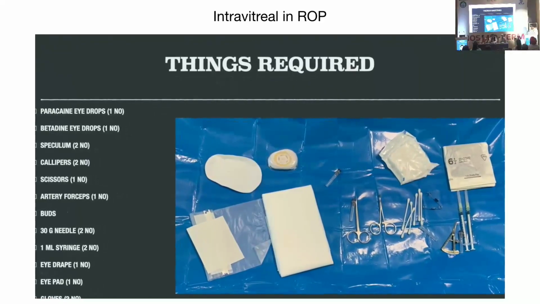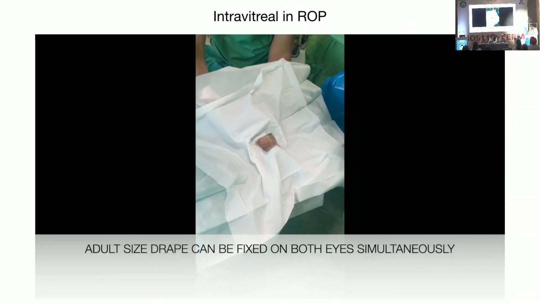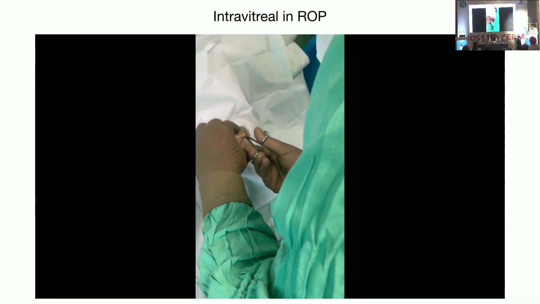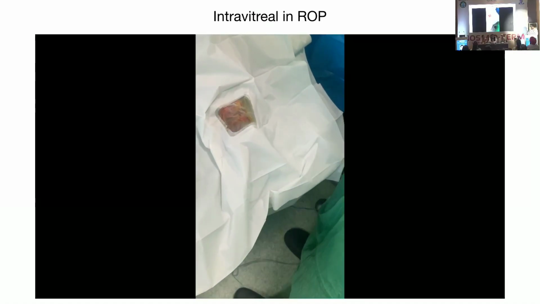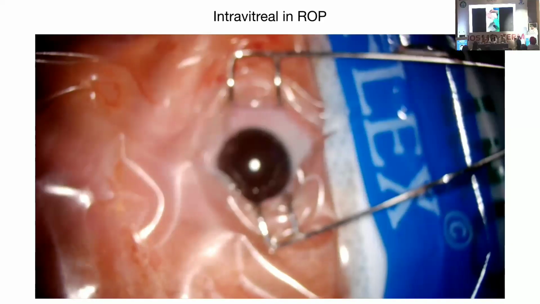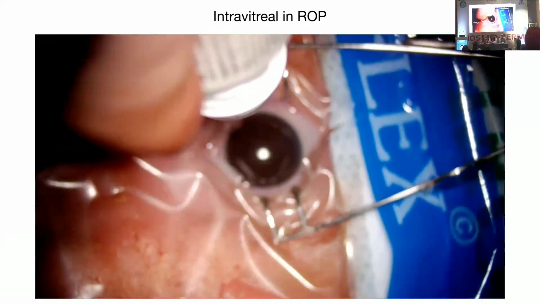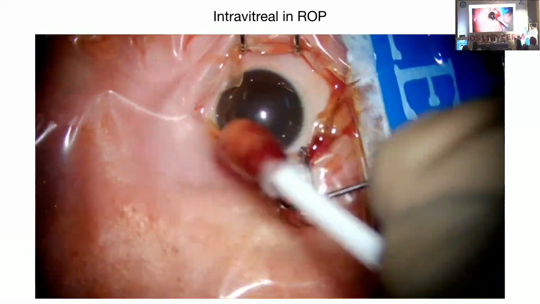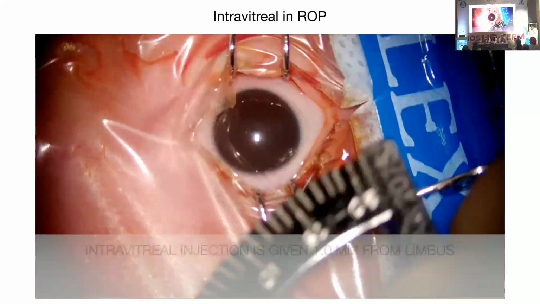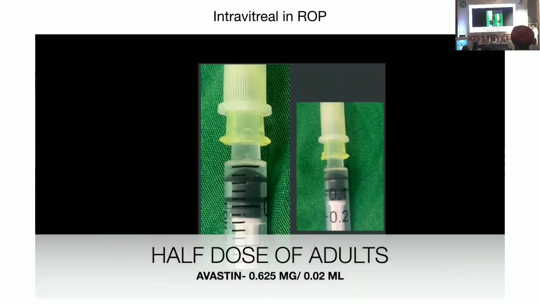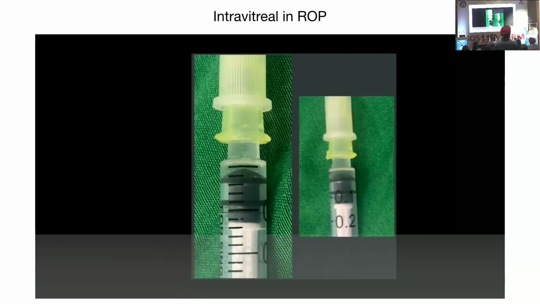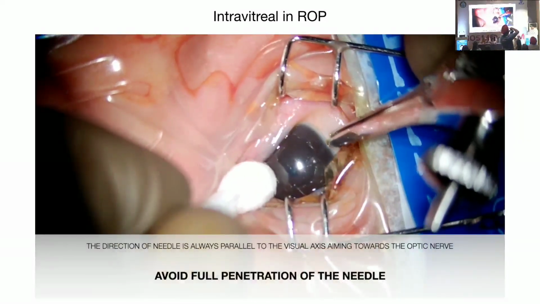For intravitreal injections, because we don't have small eye drapes, adult eye drapes can be used, which can cover both the eyes simultaneously. A drop of paracaine, then cleaning with the betadine solution. The injection is 1 mm from the limbus and half the adult dose. I prefer Avastin in these babies.